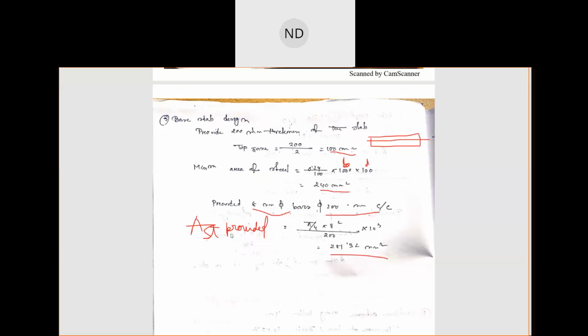And then we have provided this much. How much area of steel? 281.32, which is greater than the minimum area of steel required. So therefore, we will take this as our base slab. For our base slab design, the area of steel we are providing is this much. Now, since we have done the design for this slab also, we have determined the area of steel.